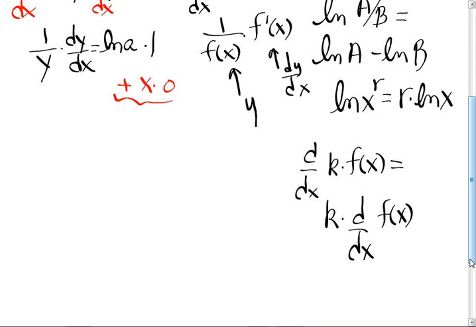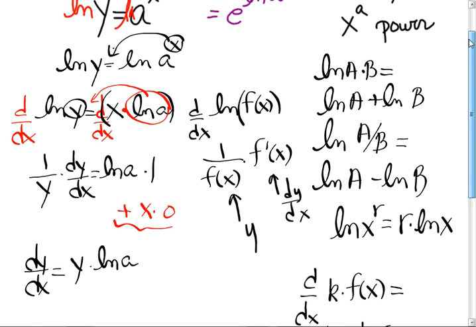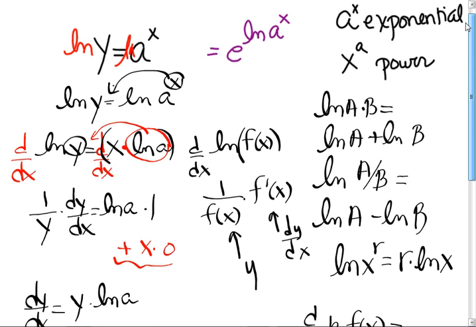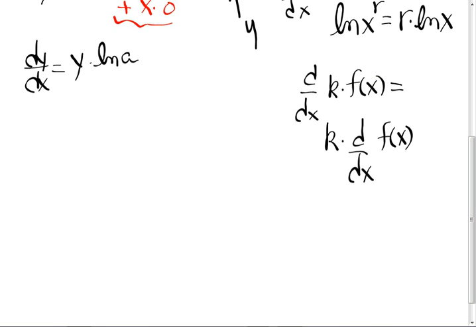So now if I solve for dy/dx, it is equal to y times the natural log of a. And if I scroll back up, Jacob, I can find out what y was, because I've forgotten all that after all this. What was y equal to? A to the x. So this is equal to a to the x times the log of a.